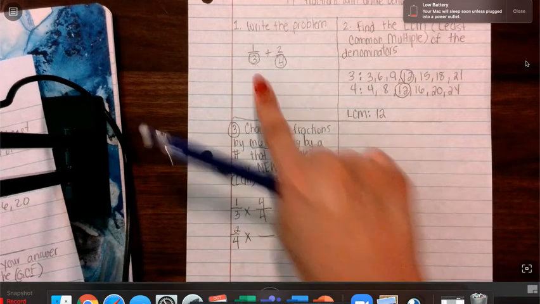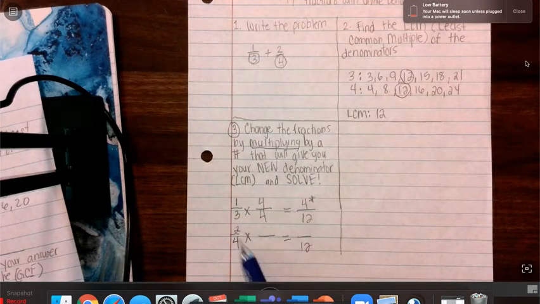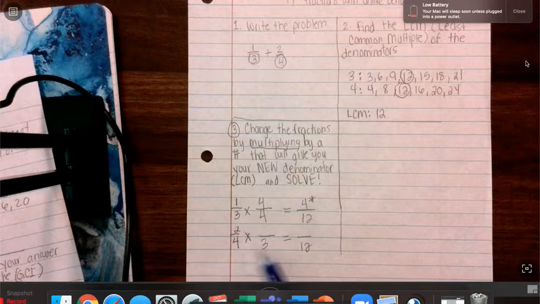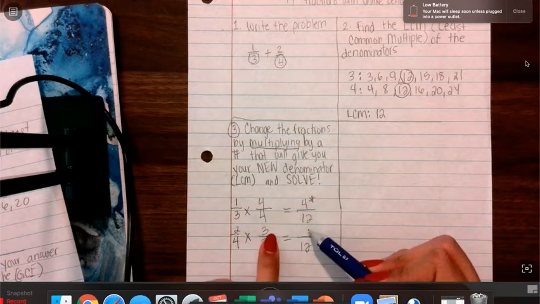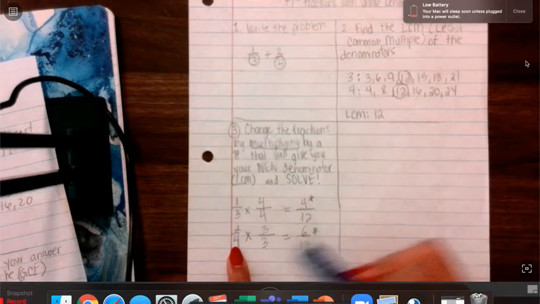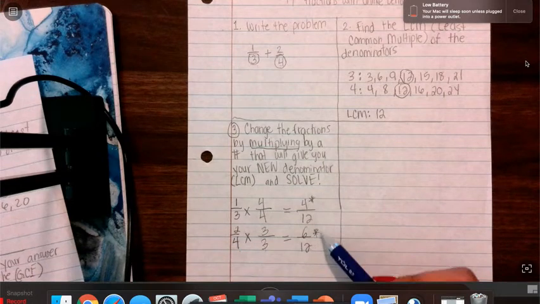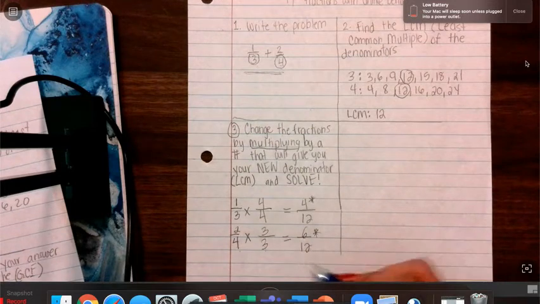Now we have to change 2/4. 4 times 3 will give us 12. Whatever we do to the bottom, we must do to the top, so that way we have equivalent fractions. 2 times 3 is 6. There we go. Now we change 2/4 to 6/12. Now I'm going to rewrite my expression, and I'm going to solve. So now I have 4/12 plus 6/12.